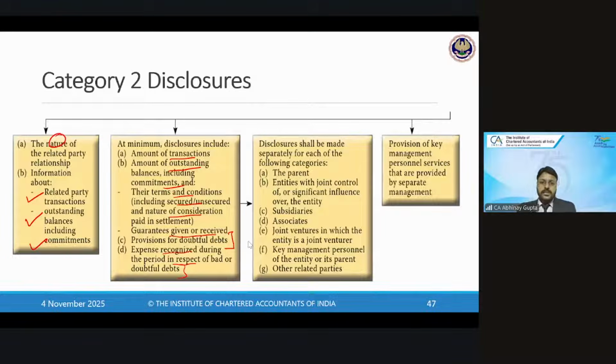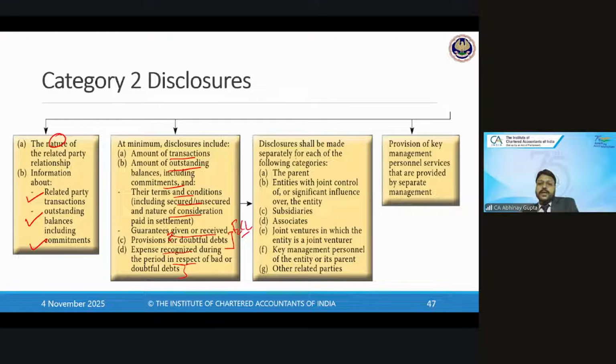required. Is that clear? So disclosures are more or less the same, right? So whatever we have been doing under ICAI, we were disclosing the same thing: the transaction, the outstanding balance, the terms and conditions, and the provision for doubtful debts, and the bad debts written off. Now, instead of calling it provision for doubtful debts, we will call it ECL, expected credit loss. Is that correct? Right?